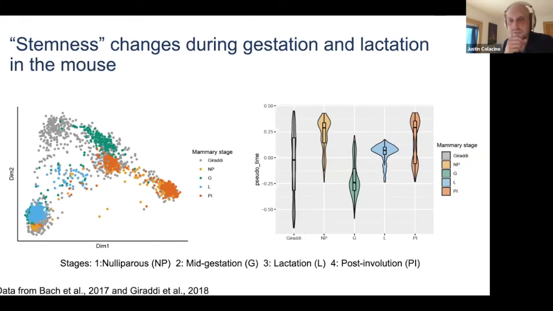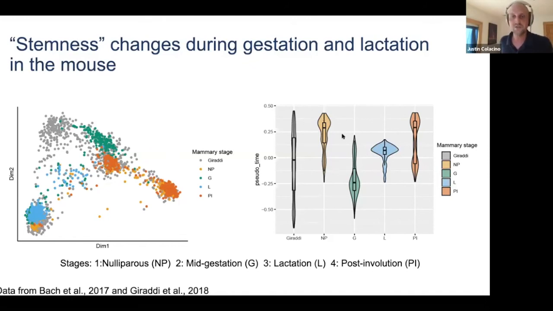We're also curious about seeing how do these like stem cell phenotypes change throughout key developmental life stages in the mouse. And so this is a nice data set from Bach et al., where they had done single cell RNA profiling of the mammary gland from nulliparous mice, meaning mice that had never had a child, mice that were mid-gestation, so they were currently pregnant, mice who were lactating, and then mice who had stopped lactating and undergone this natural process called post-involution. And so we can map those like mouse pregnancy data on top of the mouse developmental trajectory. And it's pretty interesting, I think.